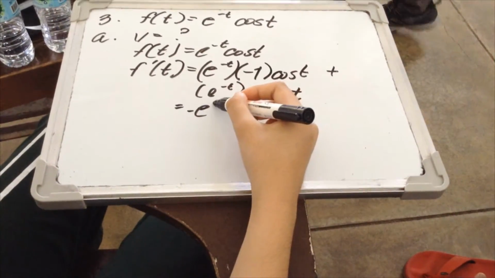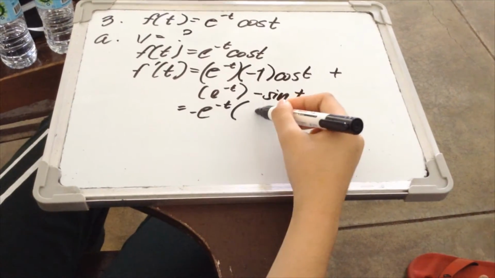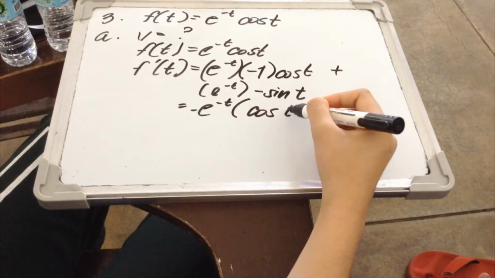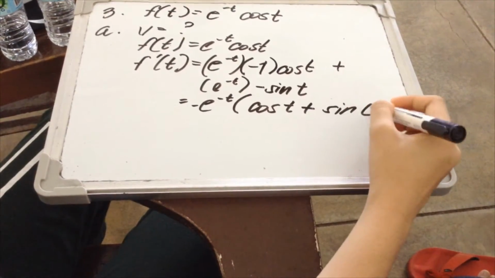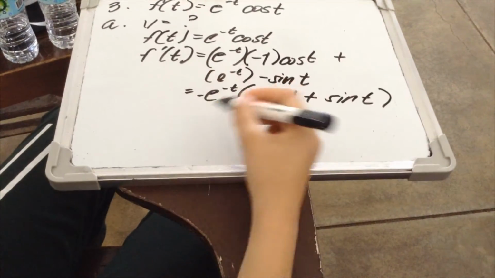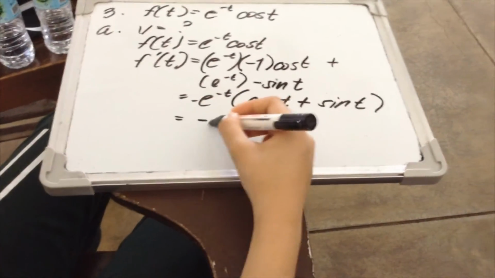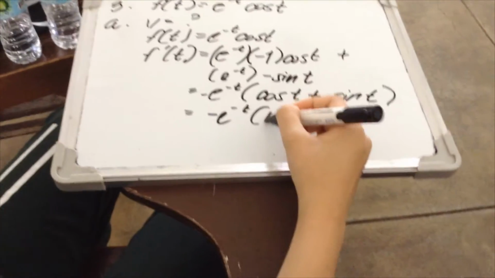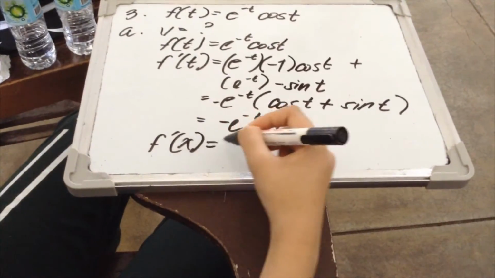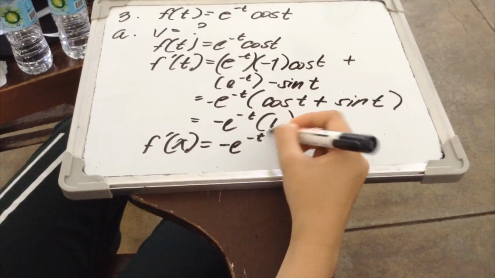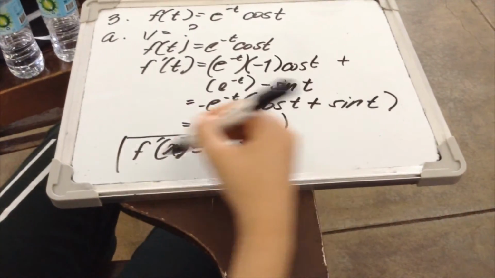Next, negative e to the power of negative t times cosine t plus sine t. Since cosine t plus sine t is equivalent to 1, that will be negative e to the power of negative t times 1, and the first derivative for that would be negative e to the power of negative t.